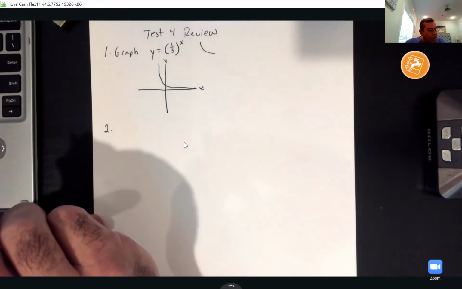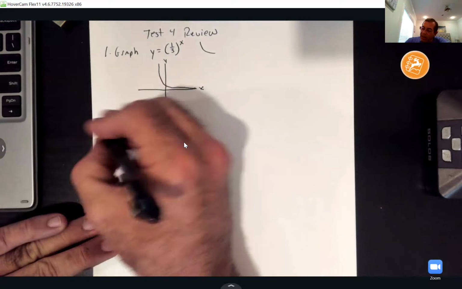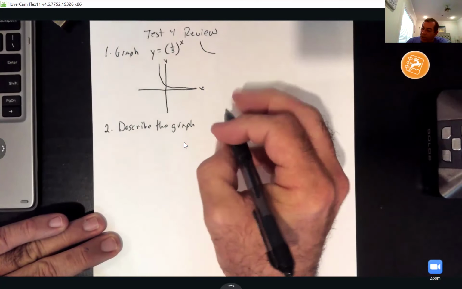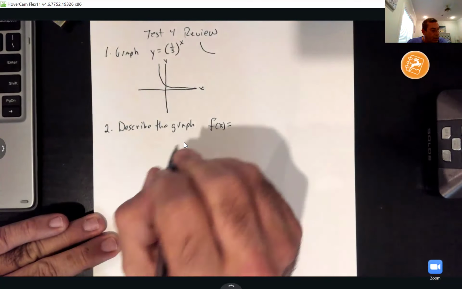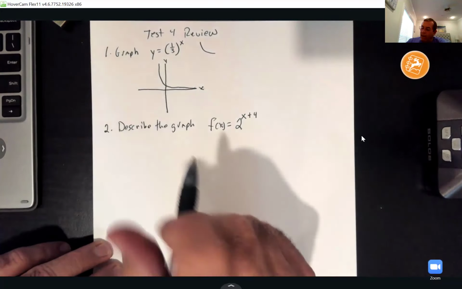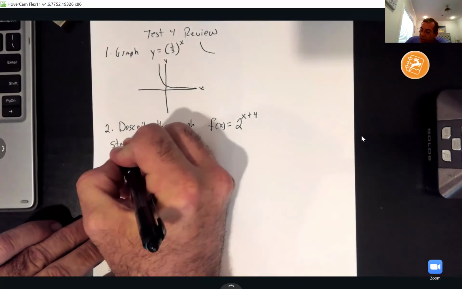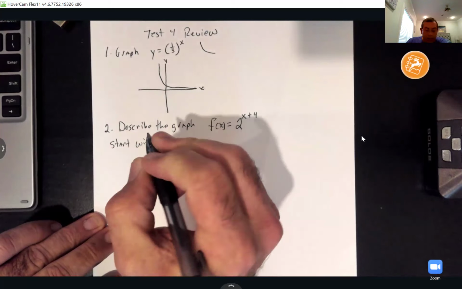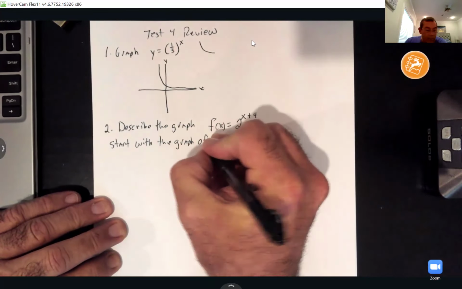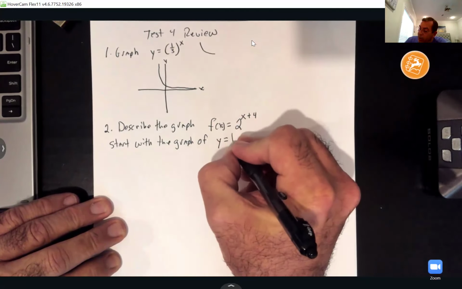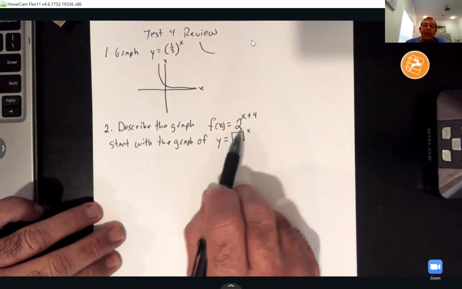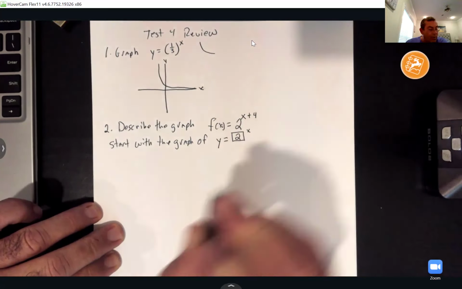All right, number 2 wants us to describe the graph. So they're giving us f of x equals 2 to the x plus 4. All right, so on this part, we tell it what we start with. So we start with the graph of y equals blank to the x. Now, they've already got the x there. So all they want you to do is put the base here, and our base is the 2. So we will put our 2 in.